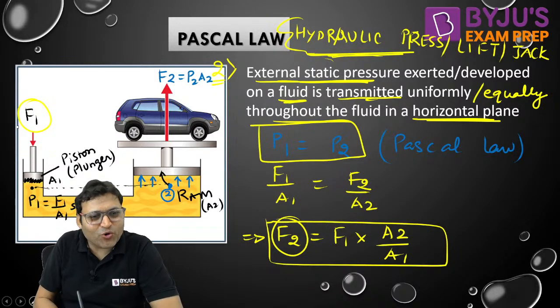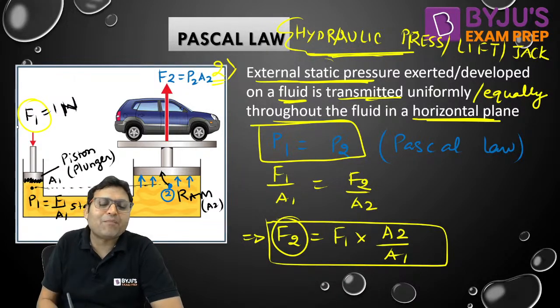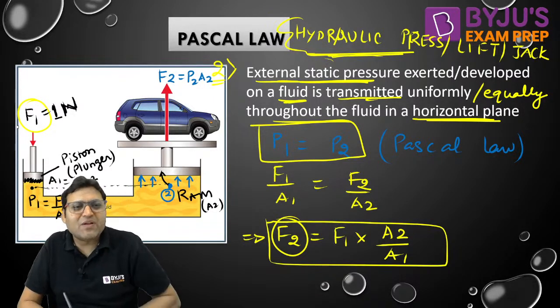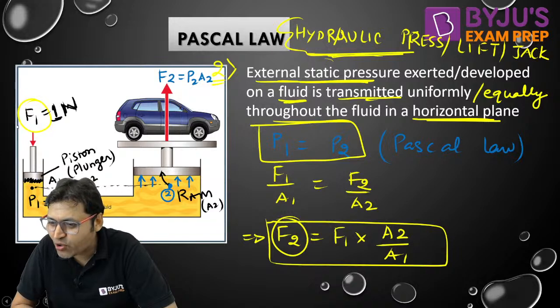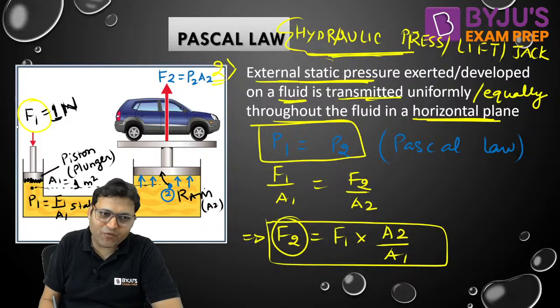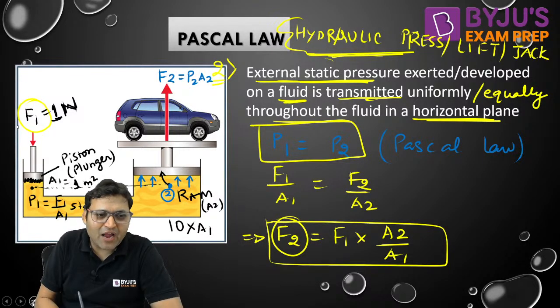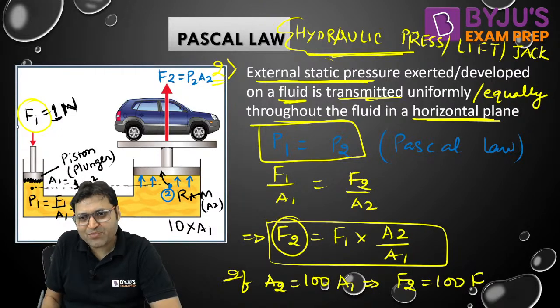Look, if we apply a force of 1 Newton on the plunger, and the plunger area is, let us say, 1 meter square, then the pressure P1 will be equal to 1 Pascal. Yes or no? The pressure P1 will be 1 Pascal. And if the area A2 is 10 times A1, then the force F2 will be 10 F1, isn't it? So if A2 is equal to 100 times A1, then F2 will be equal to 100 times F1. Yes or no?